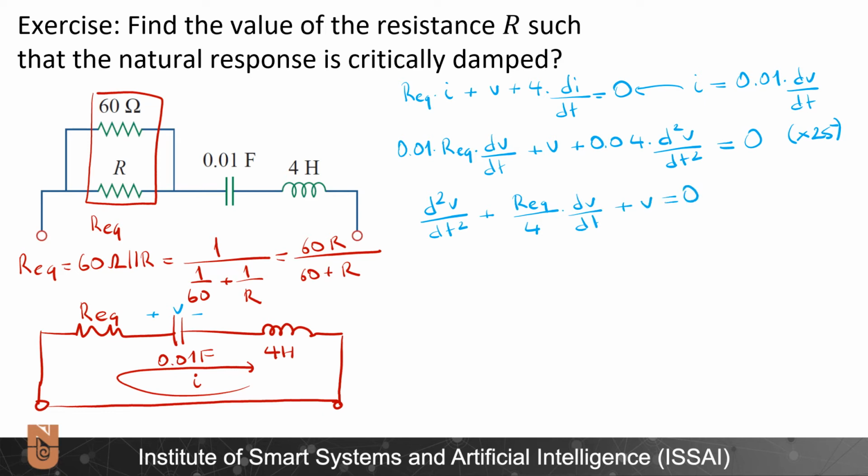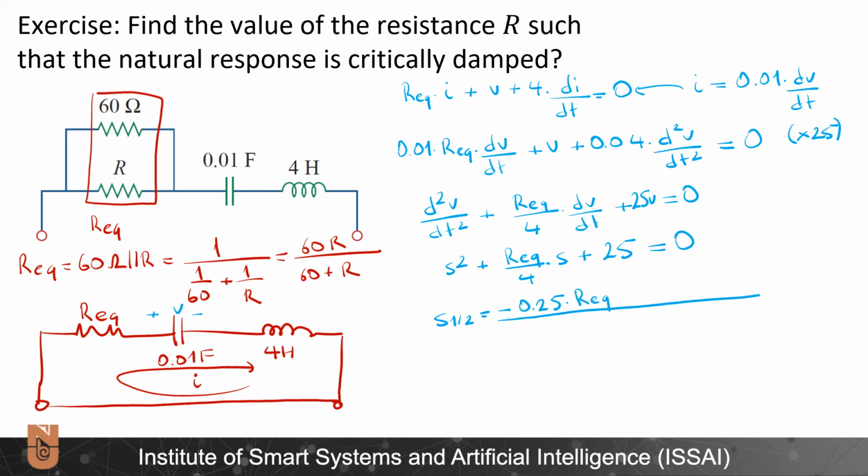Now, in order to find the critically damped response, I need to first write the characteristic equation, which is s squared plus R equivalent divided by 4 times s plus, this is not V, this will be 25. So s squared plus R equivalent over 4 s plus 25 is equal to 0. From here, I calculate S12 as minus 0.25 times R equivalent, everything divided by 2, then plus or minus square root of (R equivalent divided by 4) squared minus 4AC, so it's minus 100.